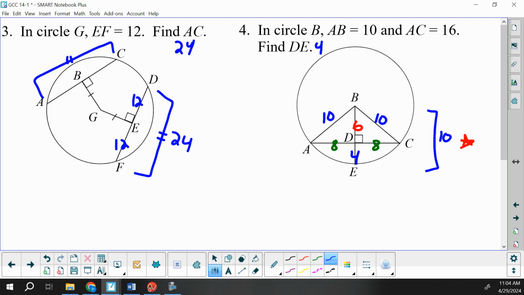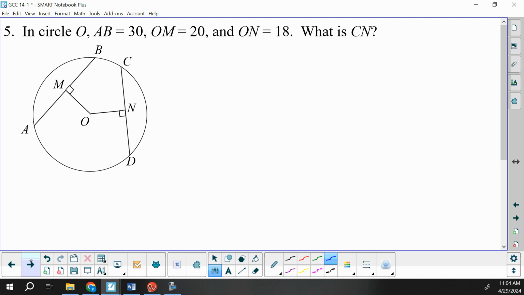All right, one more thing with these rules, then we'll see a rule with tangents. So in number 5, this is over on page 4, we've got circle O, so that means O is our center. AB is 30, so we'll label that with a bracket. OM is 20. ON is 18. And we want to eventually know what CN is. So I'm going to call that X. Well, if AB is 30, because OM is perpendicular to AB, we know each part is 15.